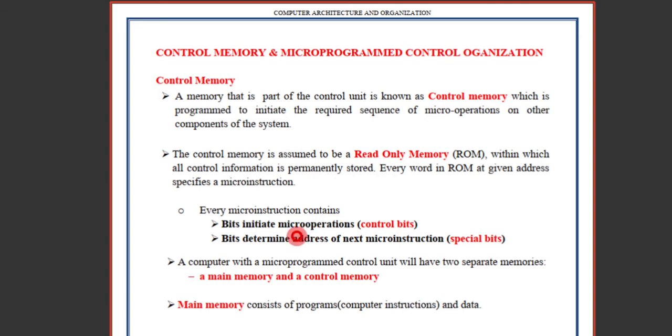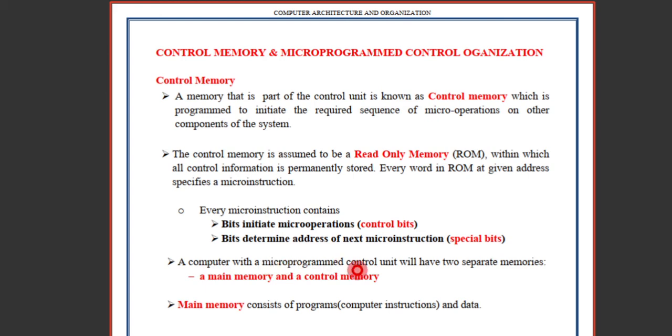Usually, every micro instruction contains two categories of bits. One is control bits and another one is special bits. The bits in the control bit category are used to initiate the micro operations in other components of the system such as registers, ALU and memory unit, whereas the bits in the special bit category are used to determine the address of the next micro instruction.